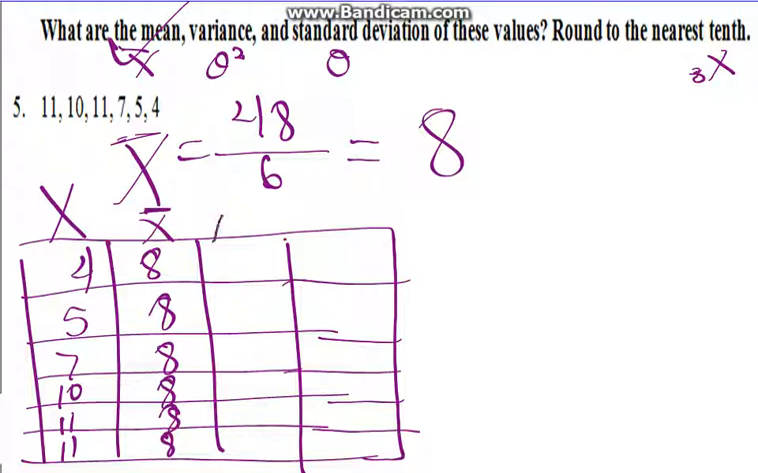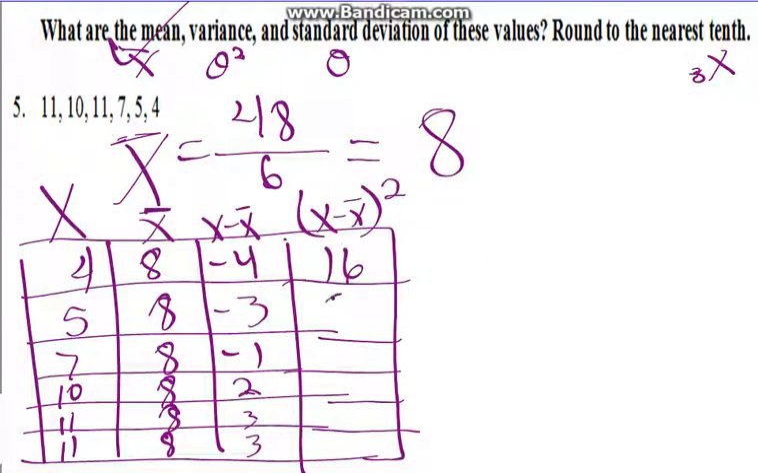The next column is our x minus x bar. So that means we're going to subtract the 2 columns and find the difference. So 4 minus 8 is negative 4. 5 minus 8 is negative 3. 7 minus 8 is negative 1. 10 minus 8 is 2. 11 minus 8 is 3. And the same. Now our last column is to square that difference. So this is going to be 16, 9, 1, 4, 9, and 9.